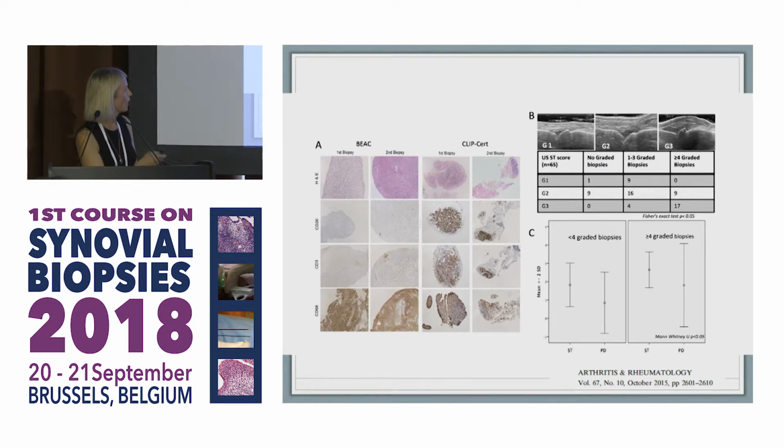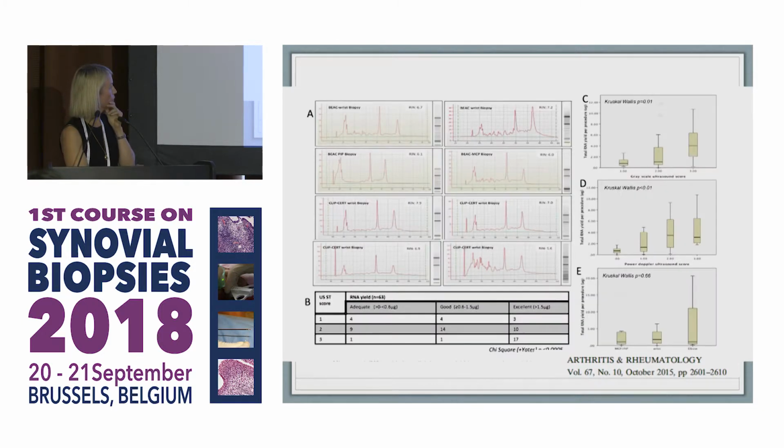We also looked within this paper at what determines success when you're biopsying small joints. Not surprisingly, with higher baseline ultrasound synovial thickening, you were more likely to get a successful outcome with a higher number of graded specimens. The same rang true for RNA yield: if you've got higher levels of synovial thickening, you've got higher levels of total RNA.